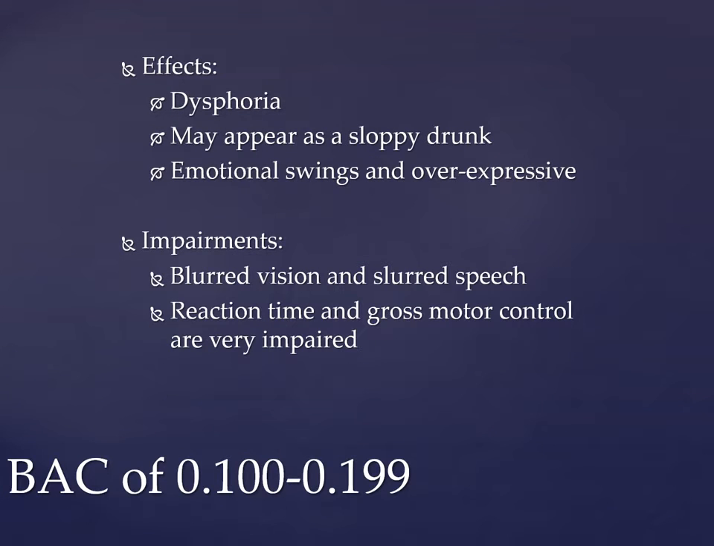A blood alcohol content of 0.1 to 0.199 will cause dysphoria. You may appear as a sloppy drunk, and you may appear to have emotional swings and be overexpressive. Blurred vision and slurred speech are common, and your reaction time and gross motor control are very impaired.